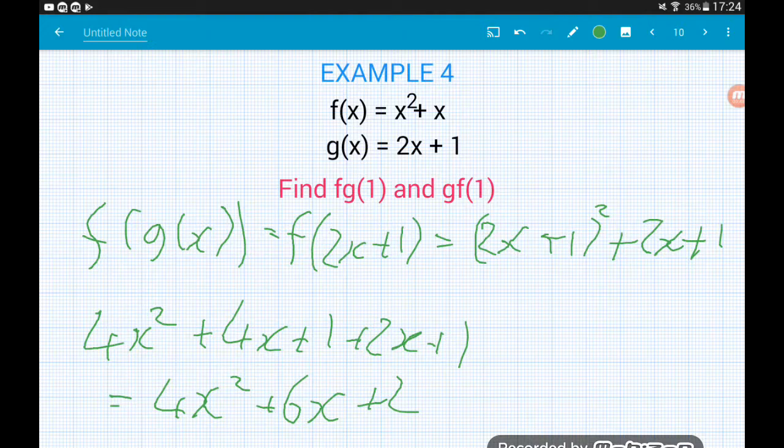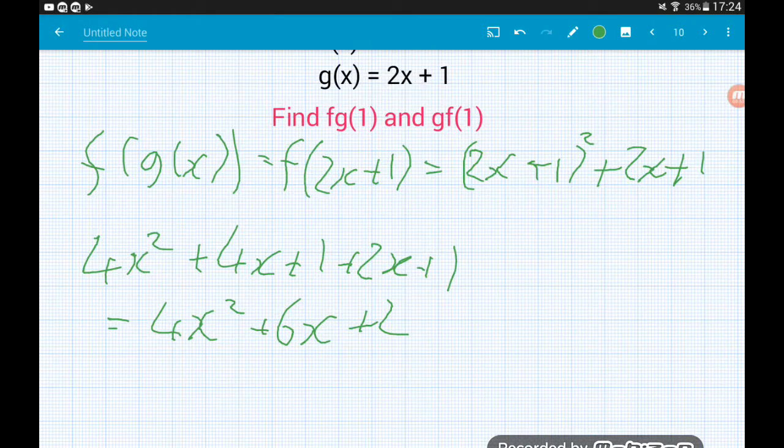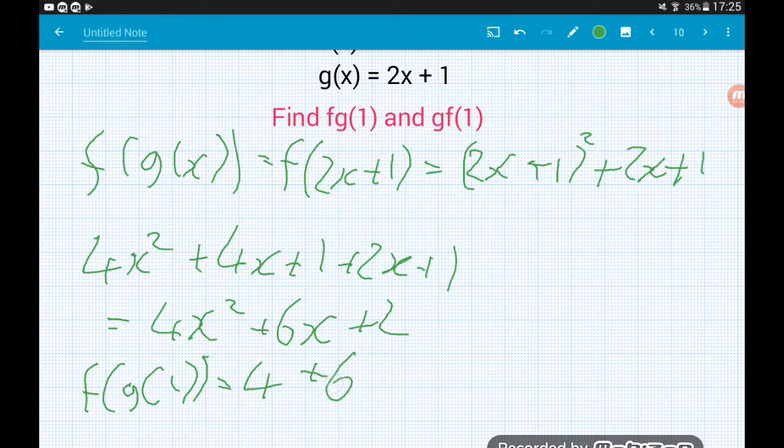We now want to find the value of f of g of 1. So now we substitute 1 into that. Well, let's take a look at what that's going to be. So 4 times x squared, x is 1, 1 squared is 1. So we've got 4, add 6 times 1, which is 6, and then add 2, and that's going to give us 12. So that's quite a good example of why I would advise against using that method.